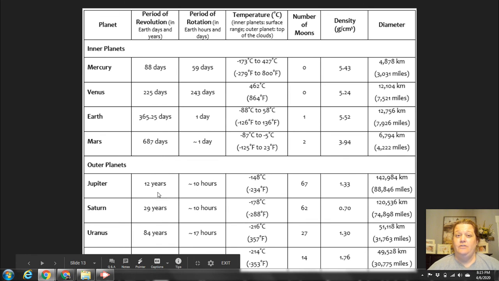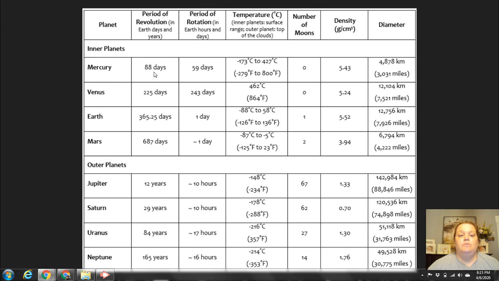Now, when we say years, we're talking about Earth years. So like Mercury, it takes 88 Earth days to go around. Venus takes 225 Earth days. Jupiter takes 12 Earth years. That's how they're doing that. Period of rotation is 59 days. That means 1 day on Mercury is actually 59 Earth days, so it's a long time.